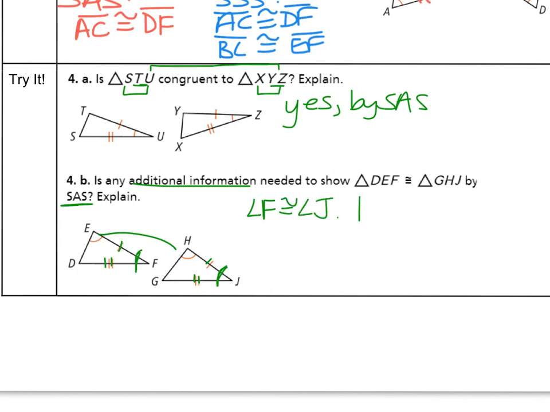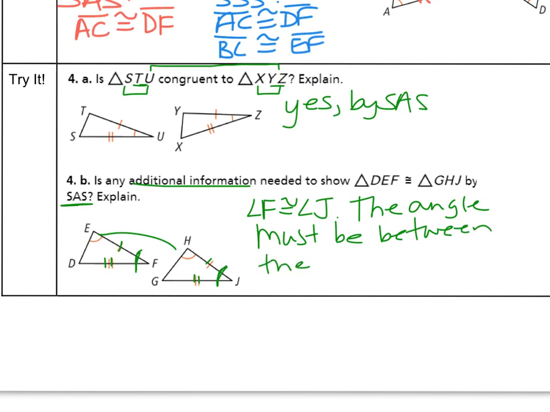Why do we know that? Because the angle must be between the two marked sides. And that's included. So the two marked sides, that would be the included angle. If we knew that, then we would have enough to verify the triangle is congruent by side angle side.